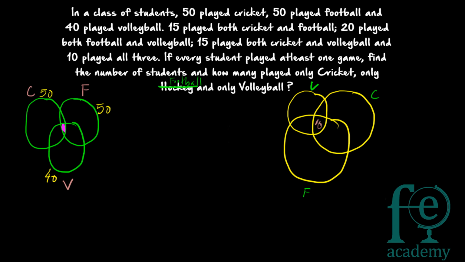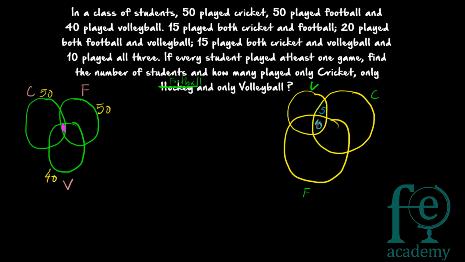Now volleyball and cricket, how many students are playing? Volleyball and cricket 15 are playing. That means this portion will be 5. Okay, volleyball and cricket means this total overlapping portion will come. But here 10 are playing all the three. So here already there is 10. So 5 will be playing only volleyball and cricket and not football. Okay, so how did you find that? 15 played both cricket and volleyball and 10 played all the three. So you can split up 15 as 10 and 5.